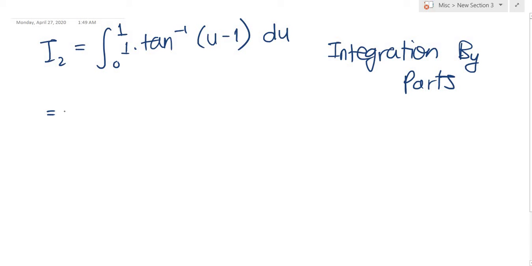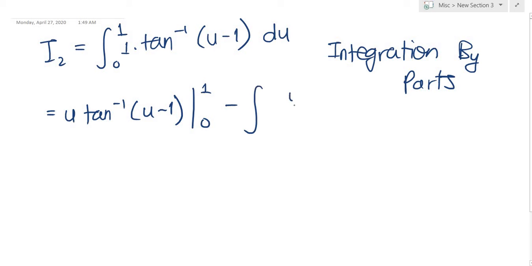So the integral of 1 with respect to u is u. We don't touch the second function, u minus 1, evaluated from 0 to 1, minus, again we have a u, divided by 1 plus the argument squared, right? u minus 1 squared, and since the derivative of u minus 1 is 1, we don't care about multiplying the coefficient due to some chain rule. That's a great thing. Again, the integral goes from 0 to 1.